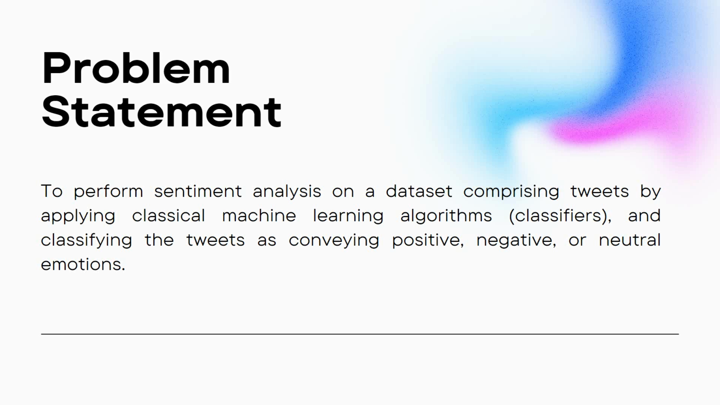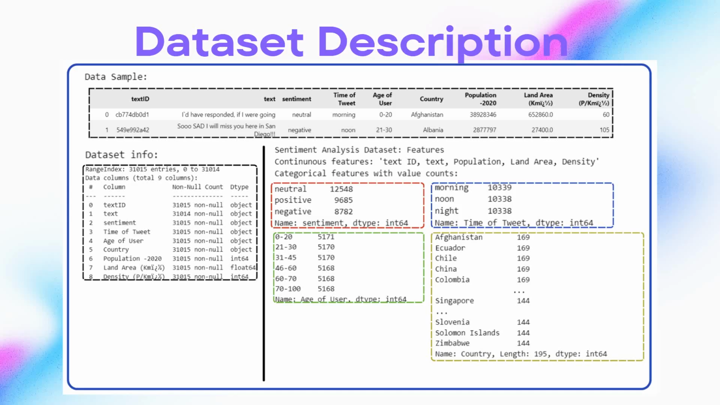We can see it is to perform sentiment analysis on a dataset comprising tweets by applying classical machine learning algorithms and classifying the tweets, as short strings of text, as either conveying positive, negative or neutral emotions.